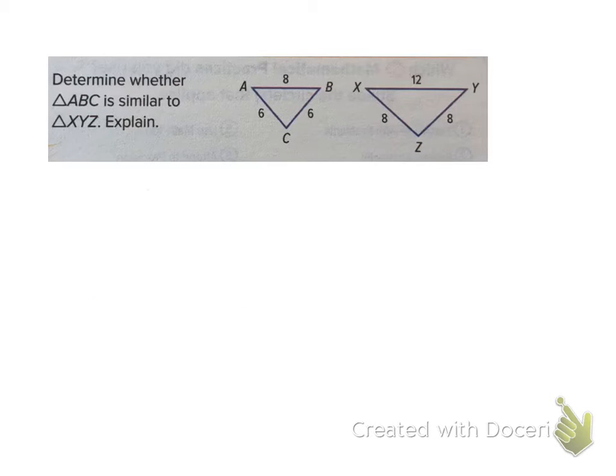Let's do another one. Determine whether triangle ABC is similar to triangle XYZ and explain. So let's set up our ratios again. We don't have any angle measures on this one, but I believe we can just assume that they are... actually, we can't assume that they're the same, because they're not marked. So right away we can say no. Corresponding angles are not congruent.